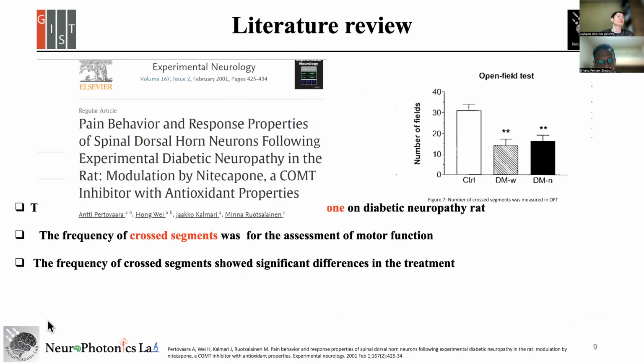So literature review 3, right? I think for every literature you want to put a small, short title of the take-home message. That gives people a way to see what you are trying to say here. Experimental neurology, you don't need it to be this big. Open field test, here is cross segment. So now cross segments. What is this? Number of fields. Is that also cross segments? Yeah.